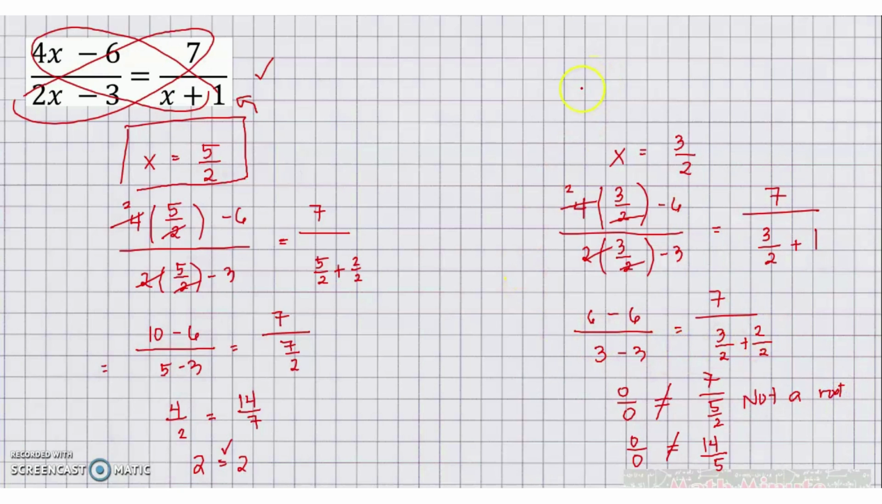So this is what you call the extraneous root. Meaning, this is not a solution on your equation. The only answer that you need here is x is equal to 5 over 2. So the solution for 4x minus 6 over 2x minus 3 is equal to 7 over x plus 1 is only x is equal to 5 over 2.